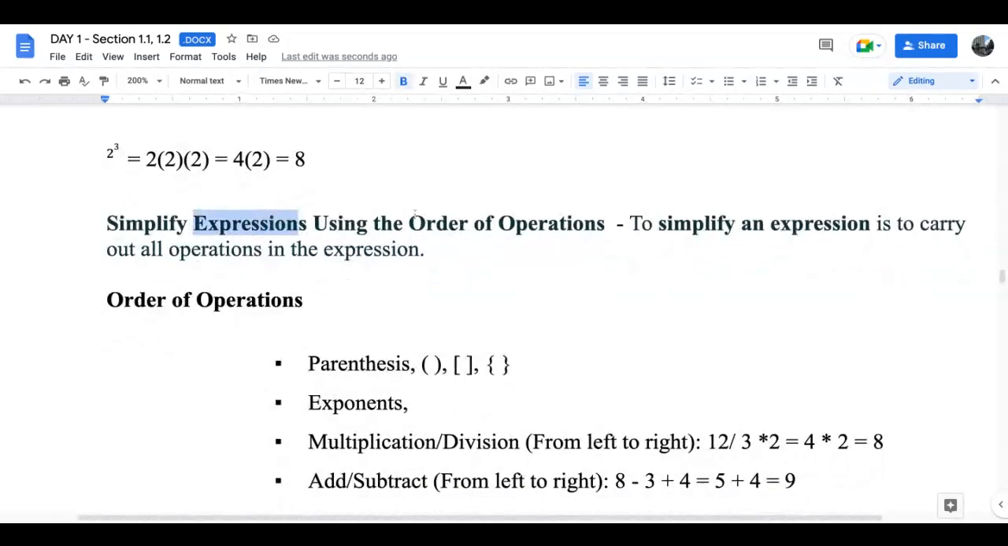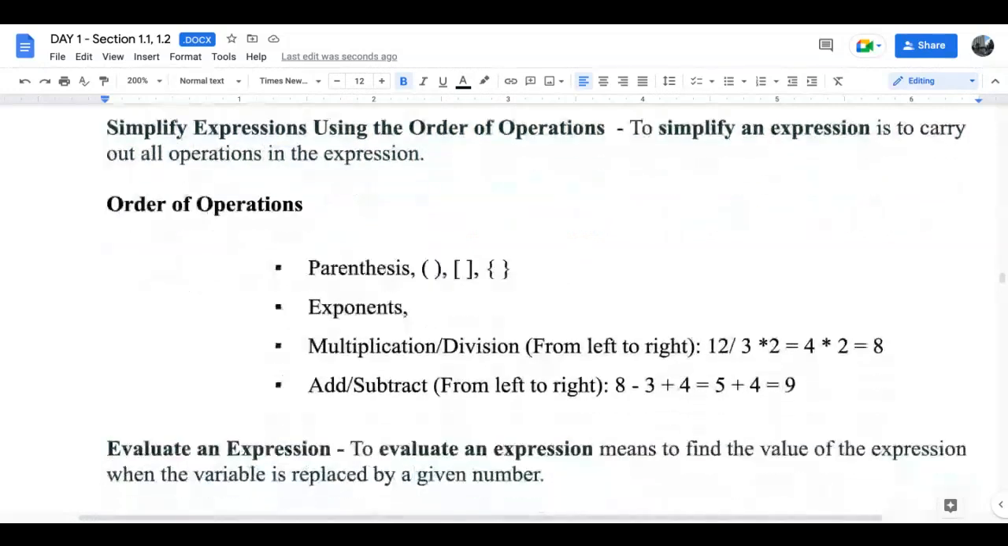Simplifying expressions uses order of operations, what people call PEMDAS. So parentheses first, we have 3 different ranks of parentheses. Then we calculate exponents, then multiplication or division. Okay, first come, first serve. Or you can think from left to right. Whoever you see first, you calculate.